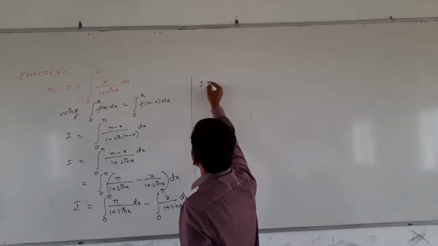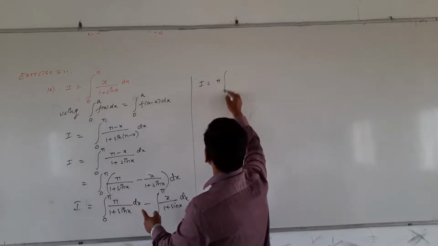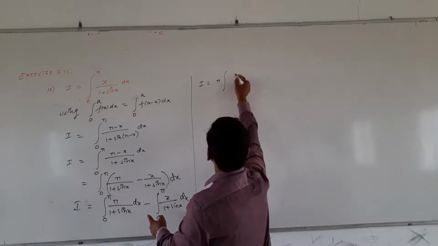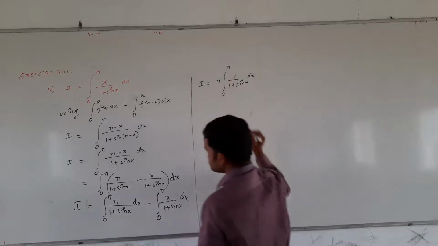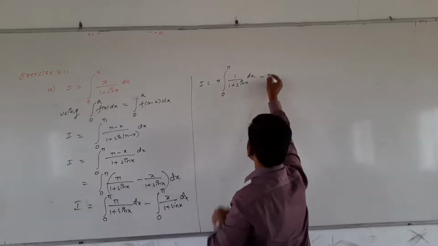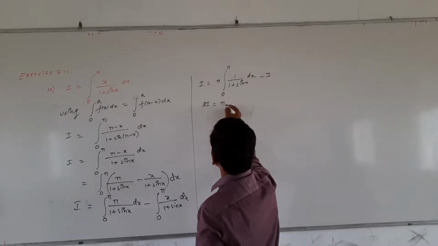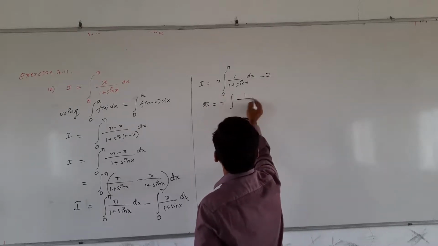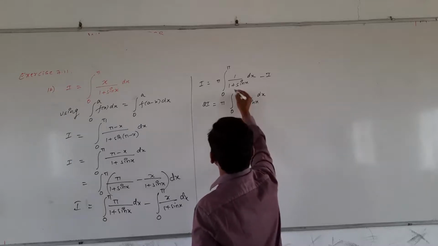I is equal to, in the first integral I can write pi outside because it is a constant multiple, pi into the integral of 1 by 1 plus sin x into dx from 0 to pi, minus I. If it comes to the left hand side, this becomes 2I. 2I is equal to pi into the integral of 1 by 1 plus sin x into dx from 0 to pi.